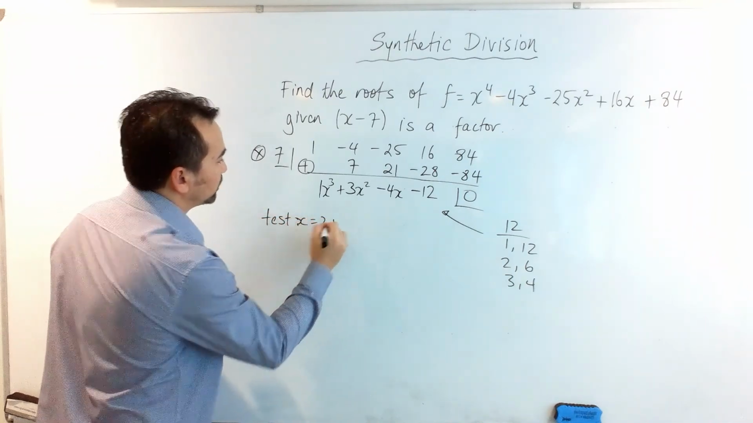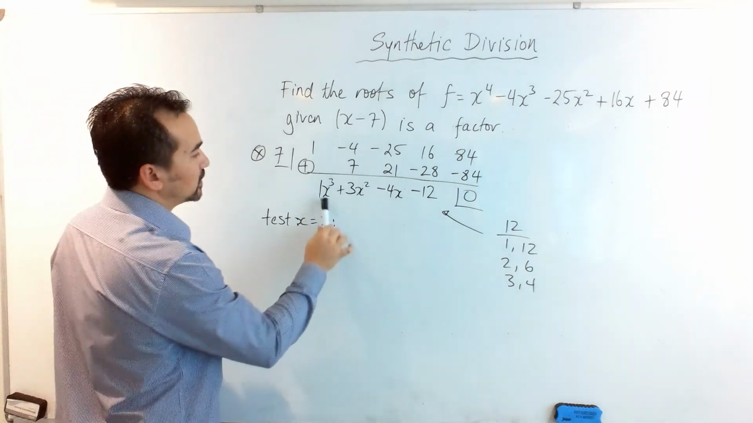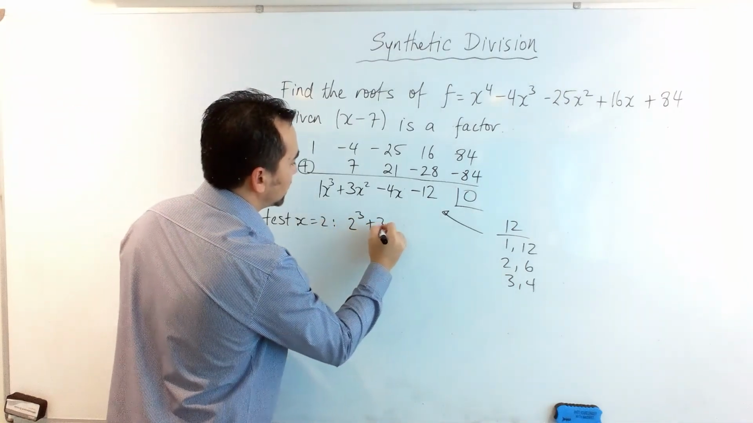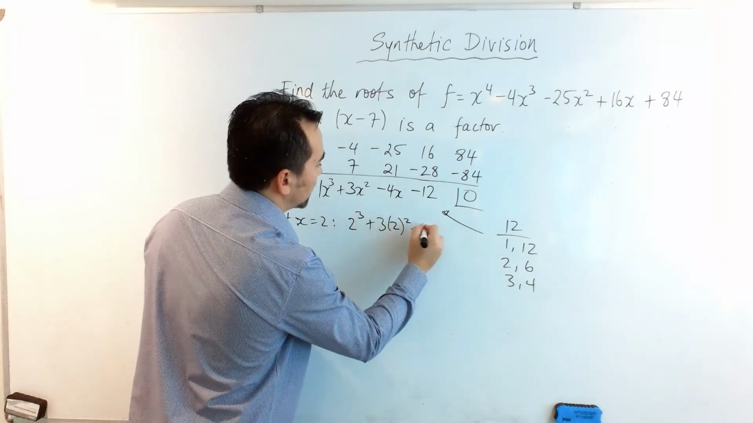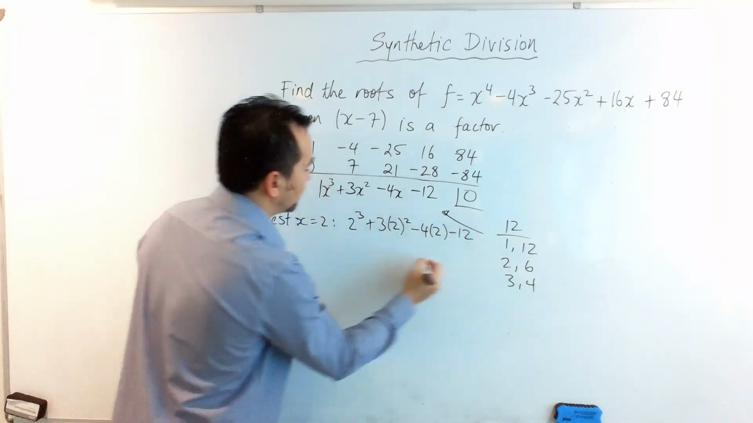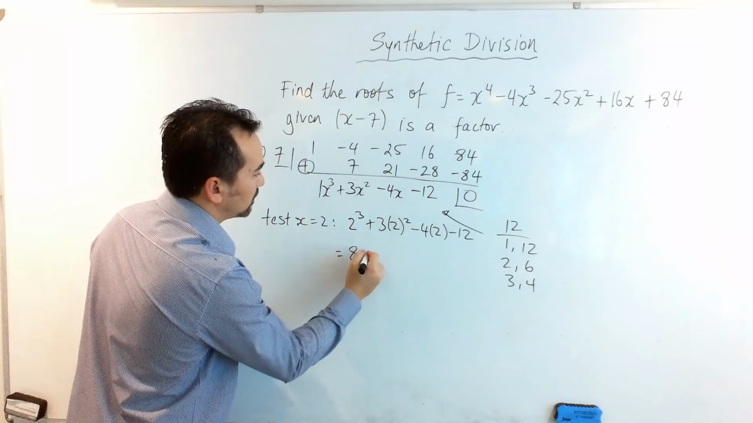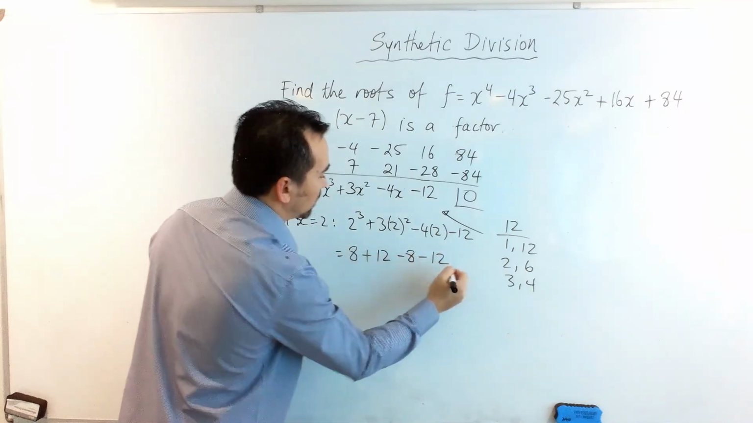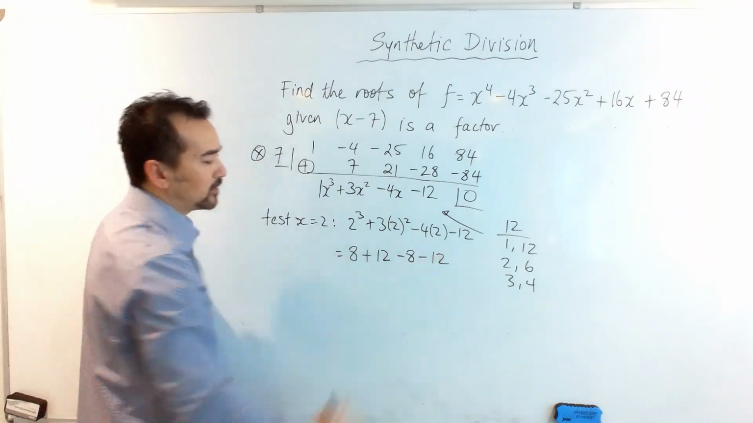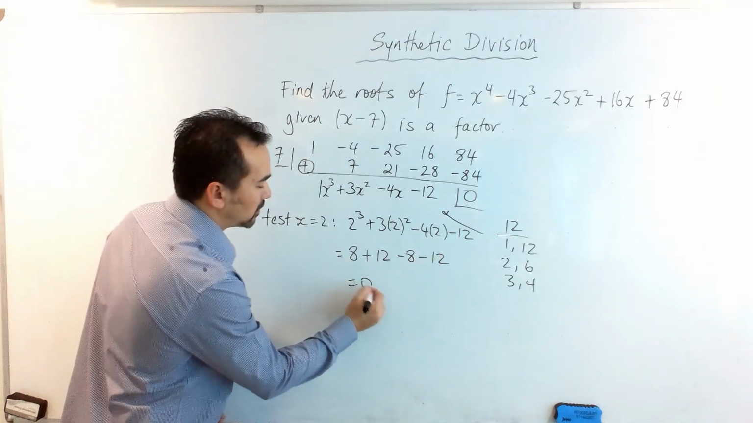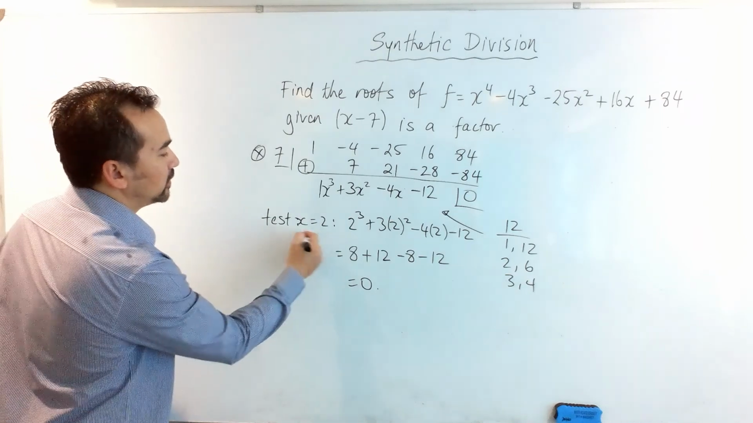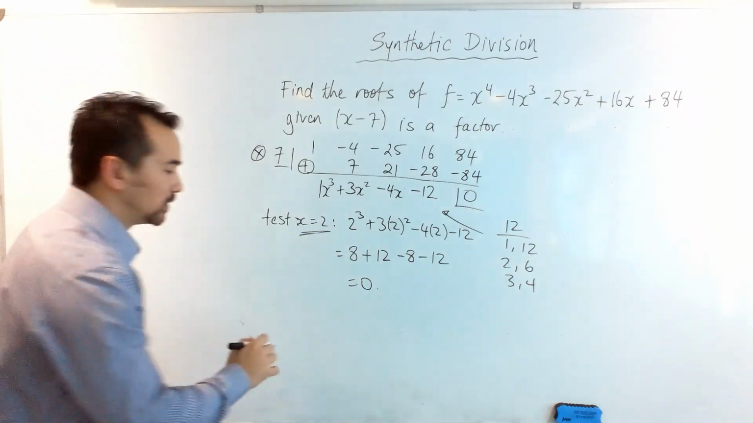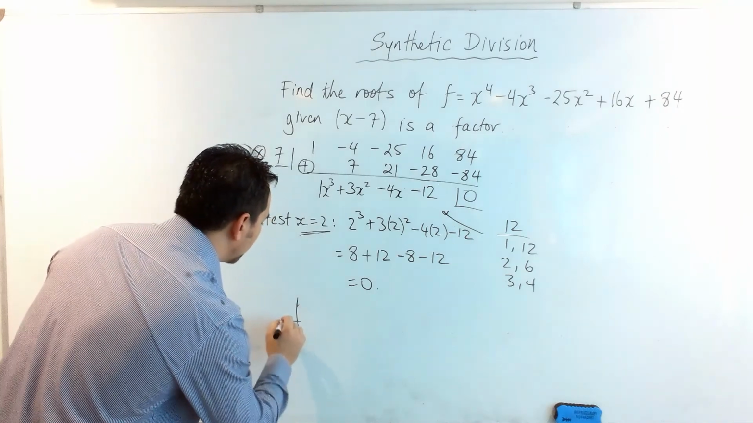X equals 2. Okay, so putting 2 into this cubic function, and we get 2 cubed plus 3 times 2 squared minus 4 times 2 minus 12 is equal to 8 plus 12 minus 8 minus 12. Look at that. 8, 12, 8, 12. That comes out to be 0. And we can conclude that x equals 2 is a root, and we're ready to do some more synthetic division.